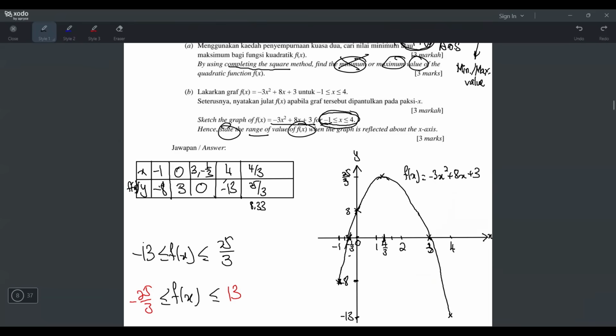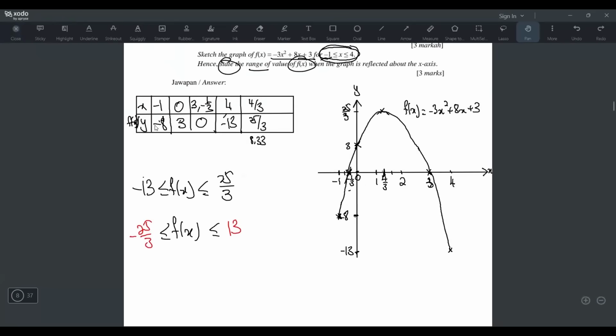The highest point will be this point reflected up. That's why the y coordinate is positive 13, right? That's why the range looks like this. Okay, I hope my explanation makes sense to you and you understand. Okay, done already. This is how I will do it.